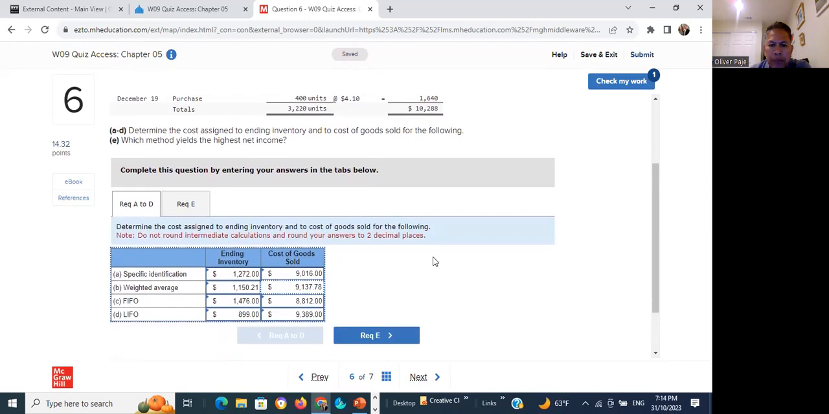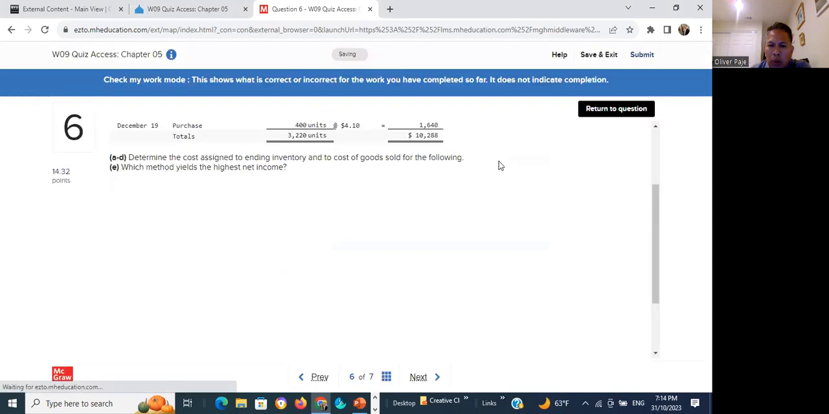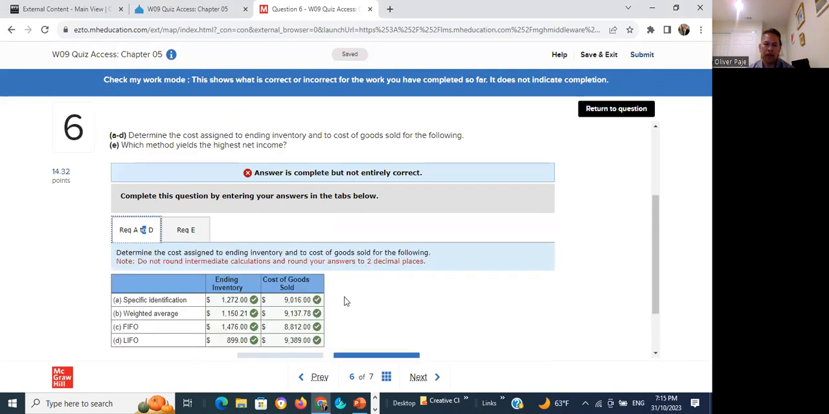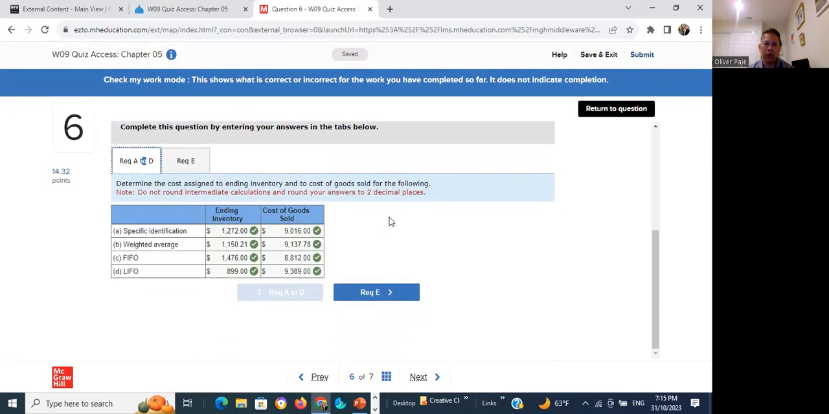Actually I've checked my work 2 times, but I'll check again to make sure that I did the right thing. So check my work. So that's the solution to the problem for the specific identification, weighted average, FIFO, and LIFO method.